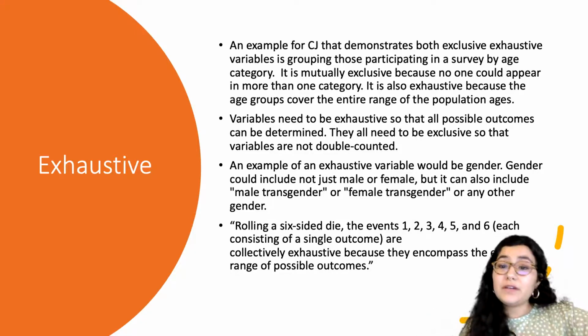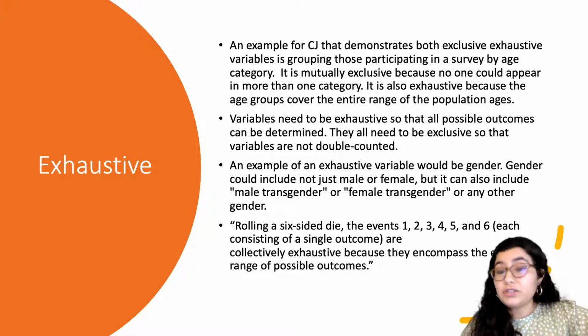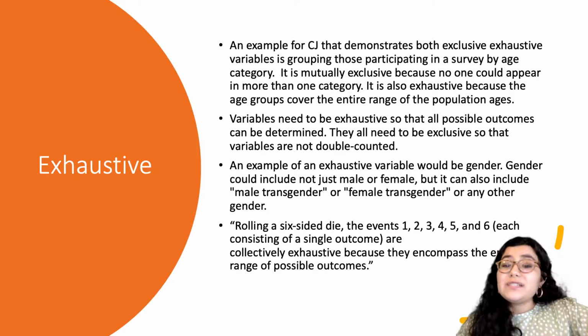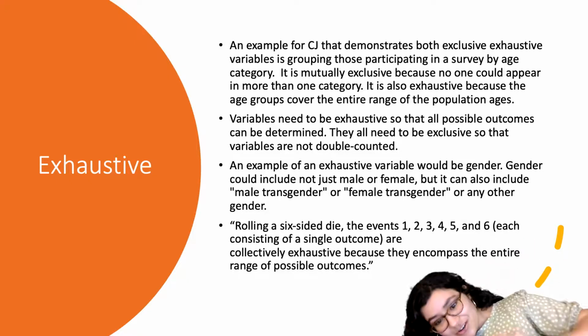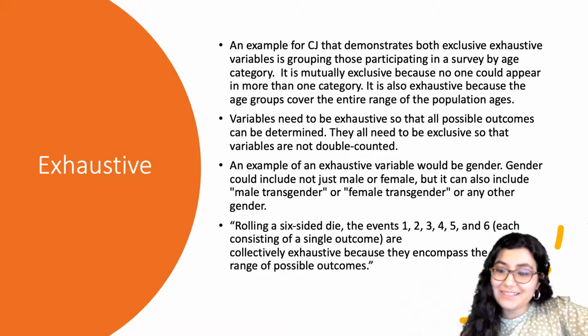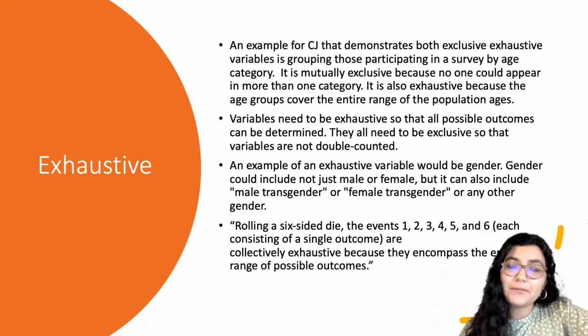So an example of an exhaustive variable would be gender. Gender could include not just male or female, but it can also include male transgender or female transgender or any other gender. That was a good example. Rolling a 6-sided die, the events 1, 2, 3, 4, 5, and 6, each consisting of a single outcome, are collectively exhaustive because they encompass the entire range of possible outcomes. Yeah, that's another great example.